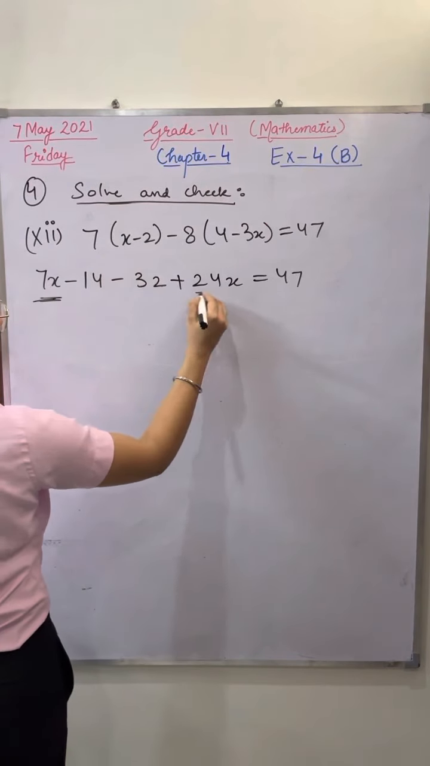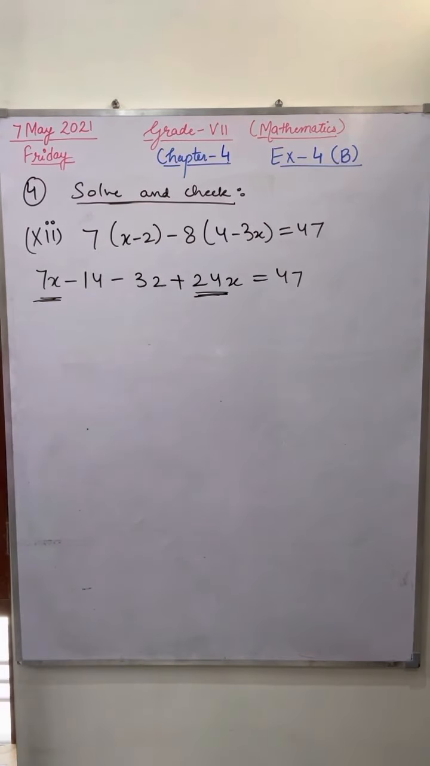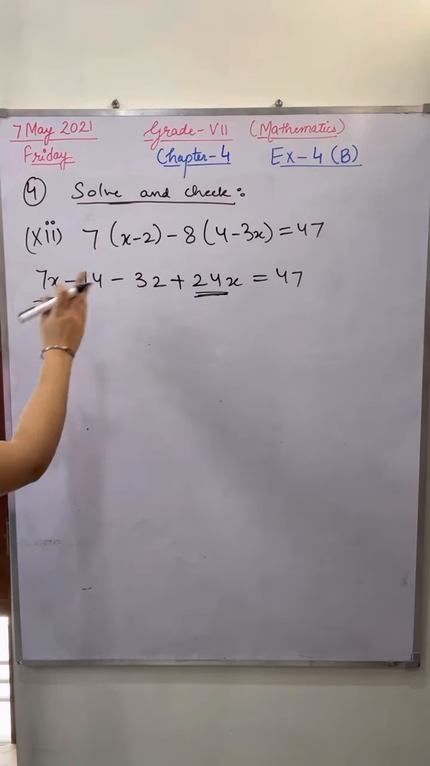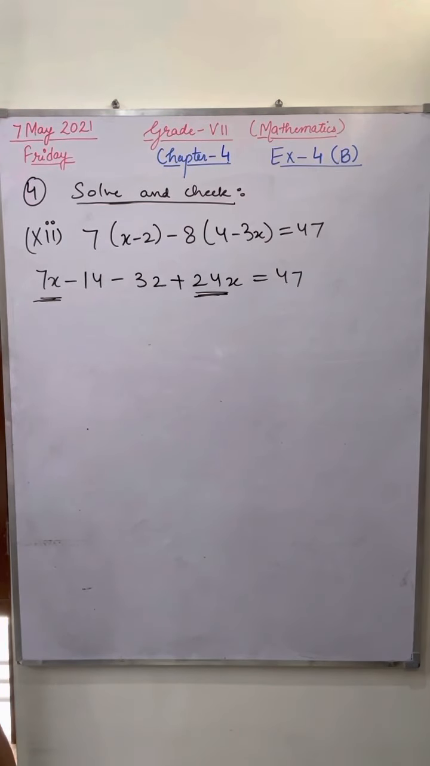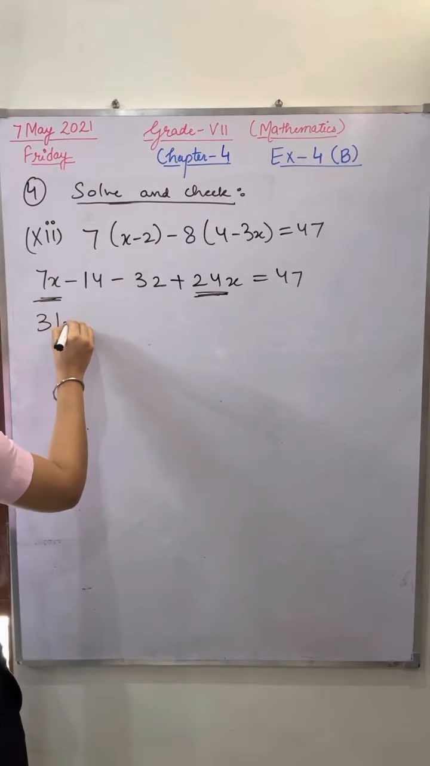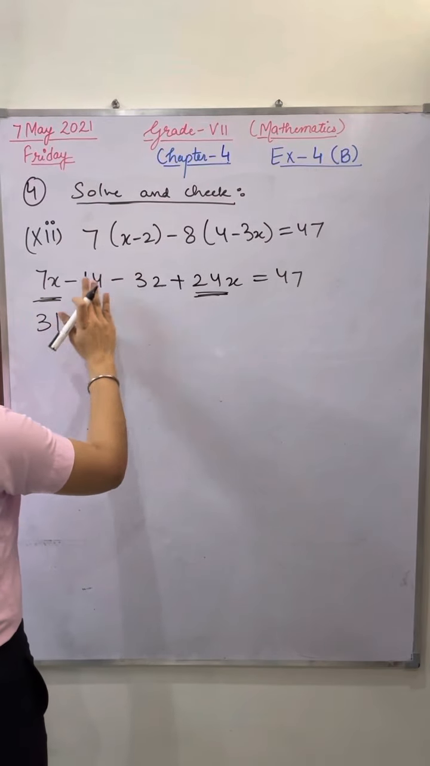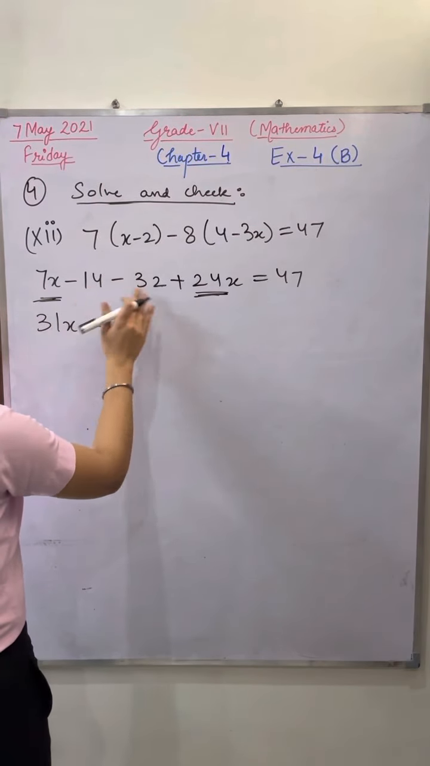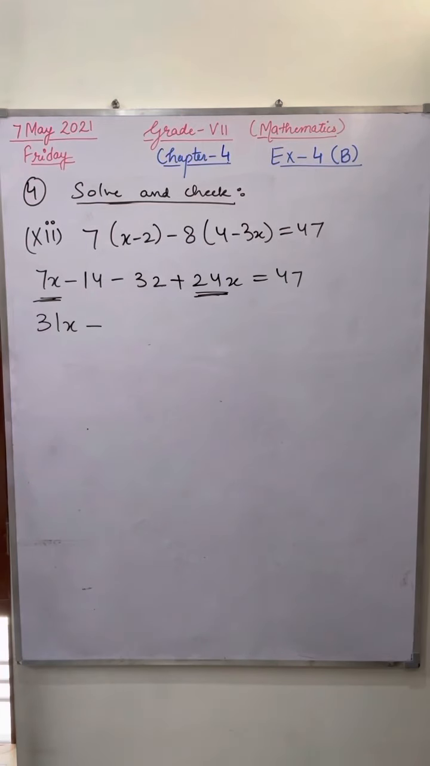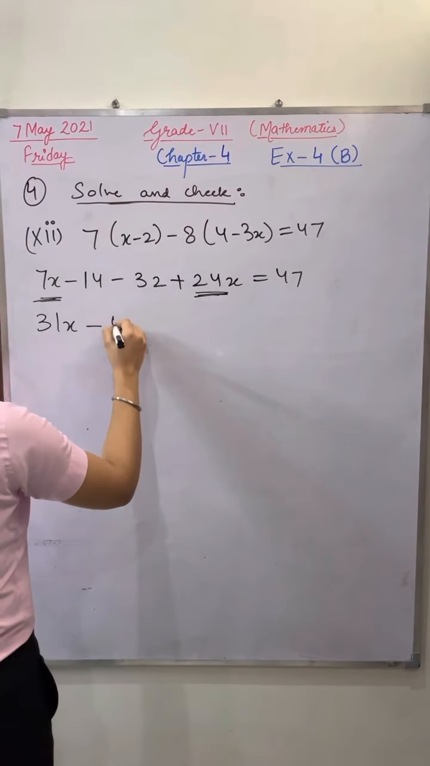7x and 24x, how much? Quickly, how much will it be? Add them, 7x plus 24x. It will be 31x. Very good, Ananya. Minus 14 minus 32, how much will it be? Yes, minus 46.